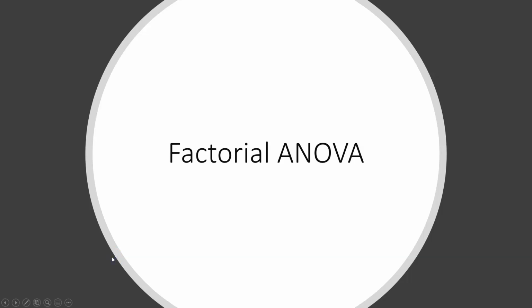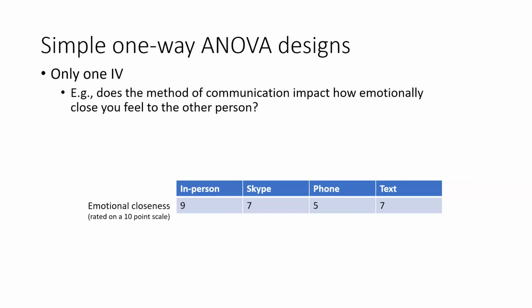Here I'm going to introduce the topic of factorial ANOVAs. In order to do that, I want to contrast it with the kind of ANOVA that we've already started talking about, which is the simple or one-way ANOVA design. In a simple ANOVA, there's only one independent variable.